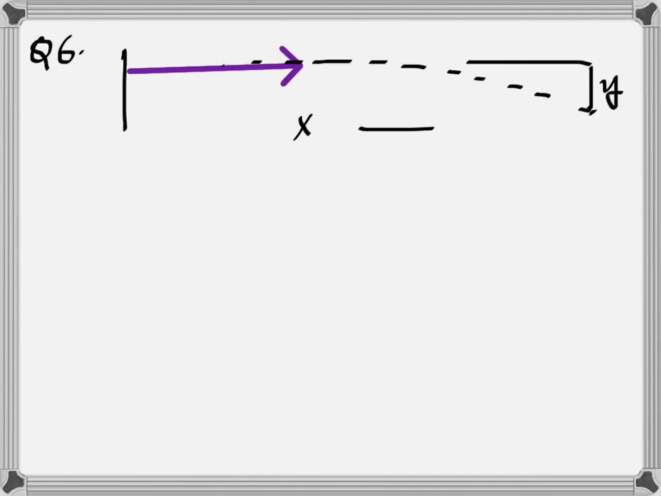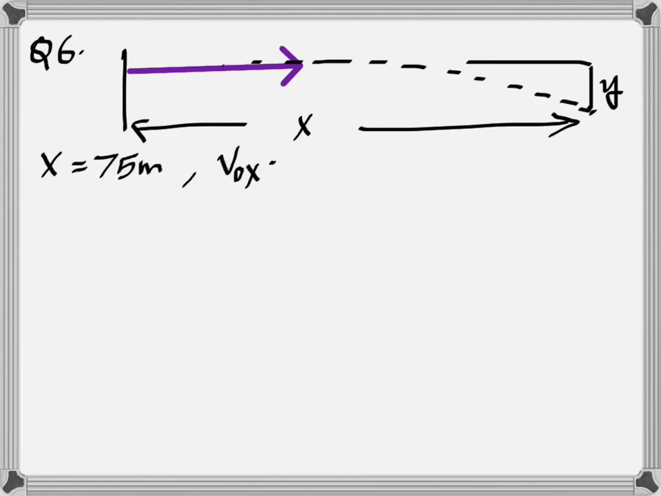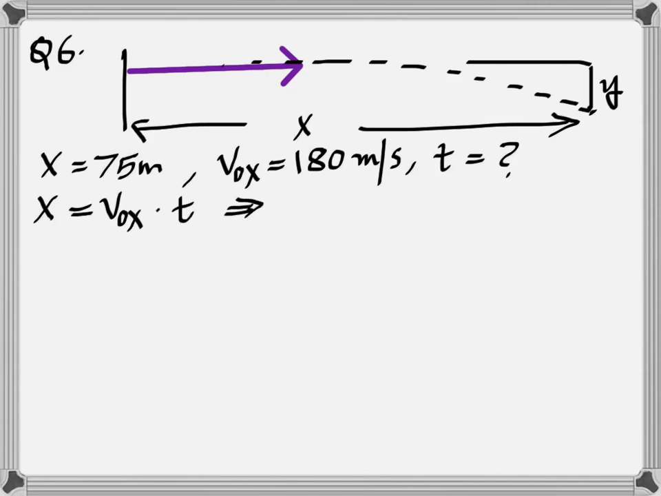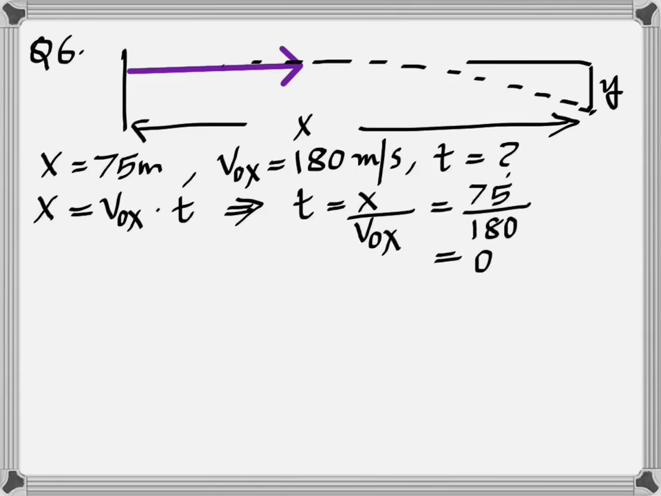That's the diagram. I wish everybody had got that. That's the x. x is 75 meter. V0x is 180 meter per second. You can find the time using x equals V0x times t. Divide and you get the time as 75 by 180. How much is that? 0.42 seconds. So that's the time.